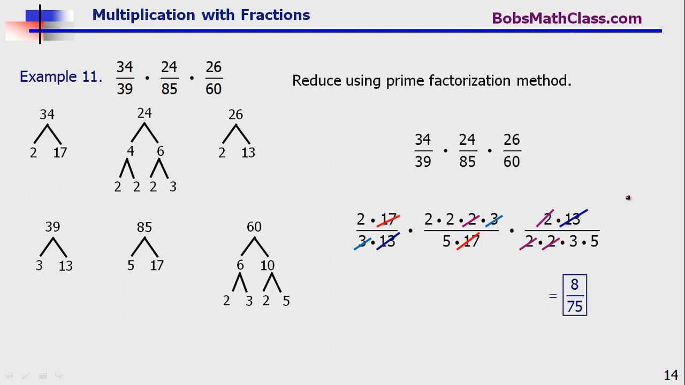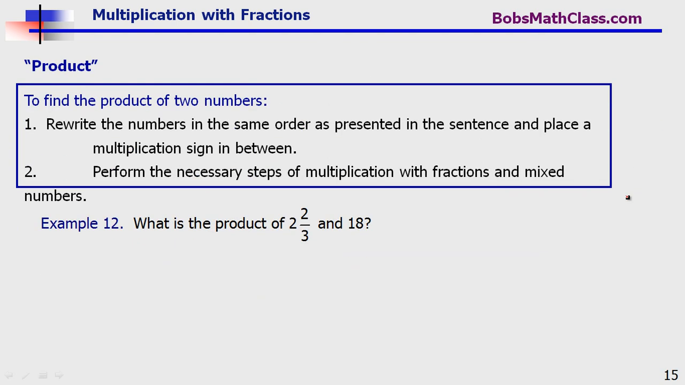Okay, let's go to another example. Product. To find the product of two numbers, rewrite the numbers in the same order as presented in the sentence and place a multiplication sign in between.